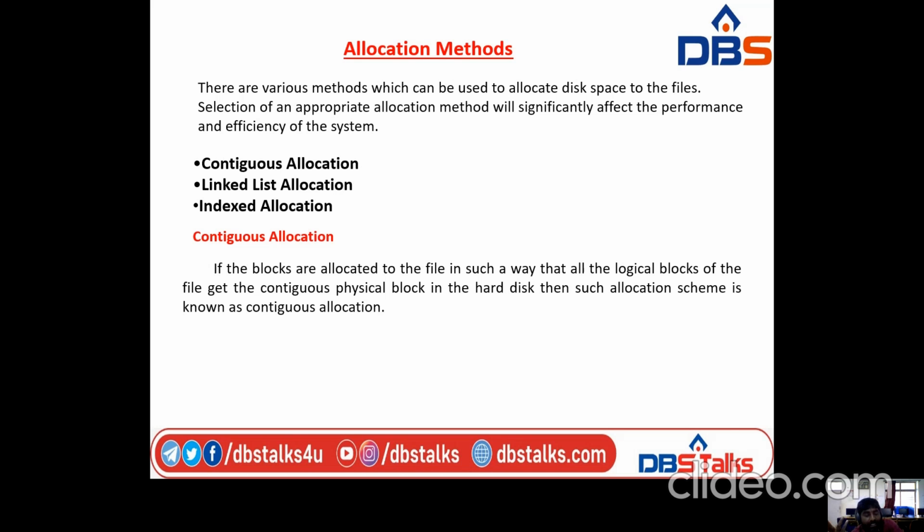There are various methods which can be used to allocate disk space to files. If I want to allocate a file on a disk, there are various methods. Among those, we have majorly three methods: first is continuous allocation, then linked allocation, and indexed allocation.